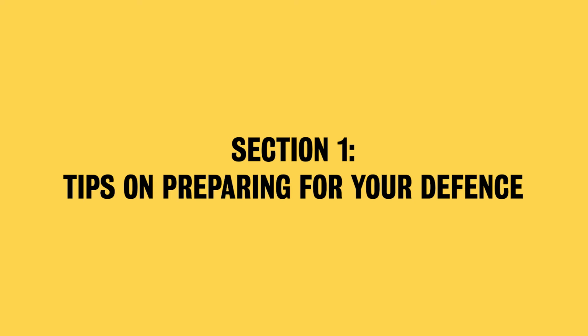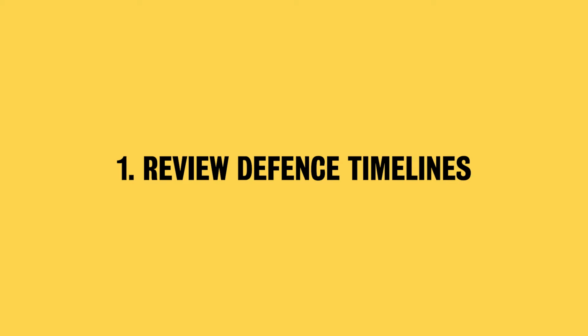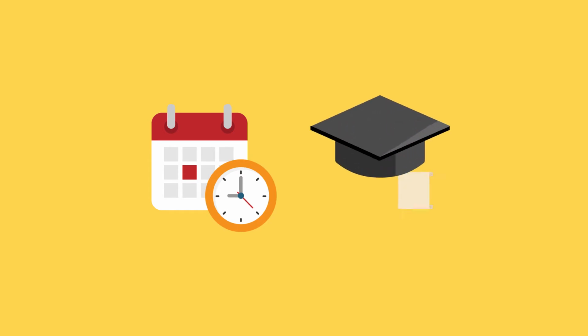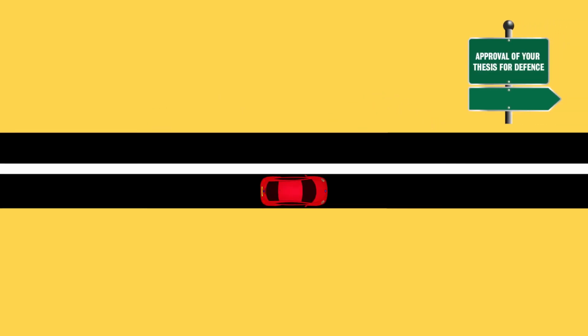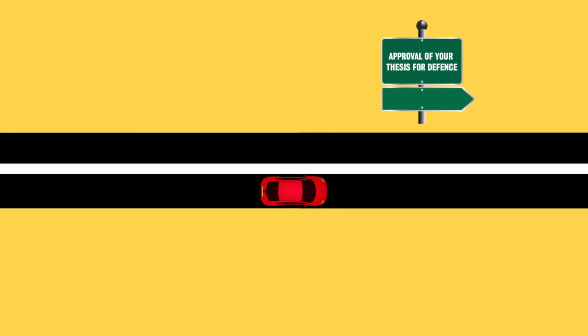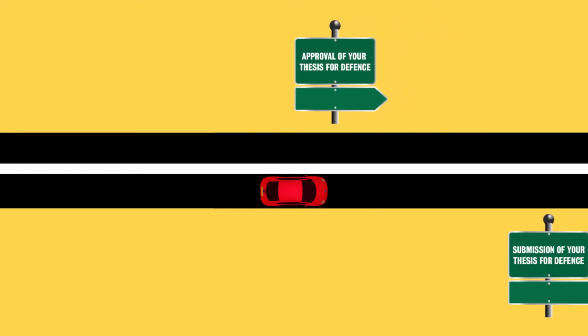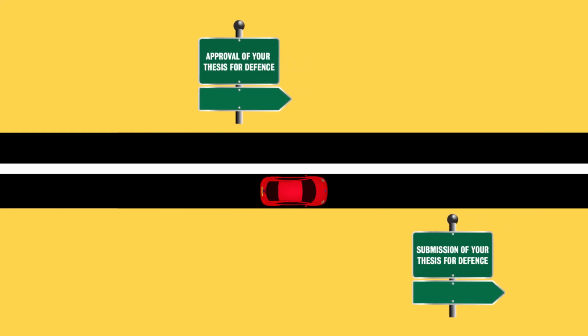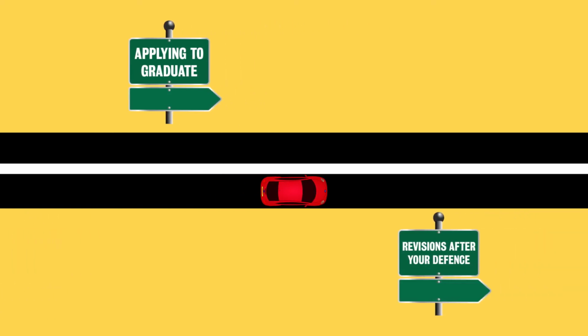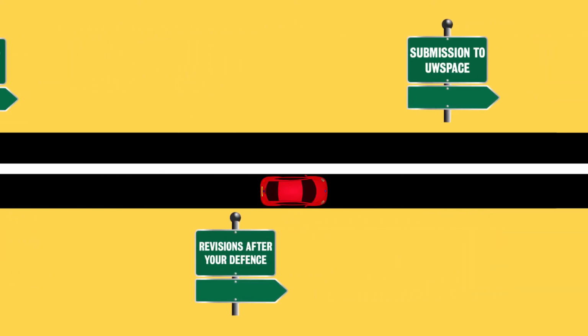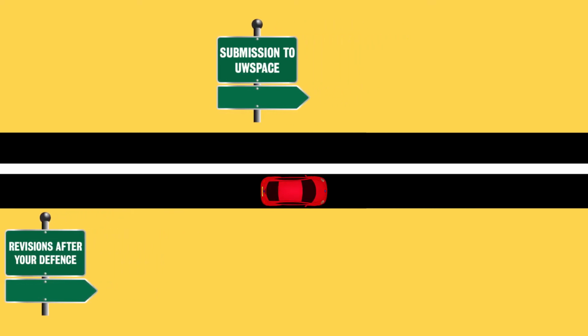First, we'll start with tips on preparing for your defense. Number one, start learning about your defense timelines early on. Many students want or need to complete their degree by a certain term or in time for a specific convocation ceremony. Learning about timelines can help make things go more smoothly before and after your defense. In particular, make sure you're aware of timelines around the approval of your thesis for defense, submission of your thesis for defense, applying to graduate, revisions after your defense, and your final thesis submission to UW Space.